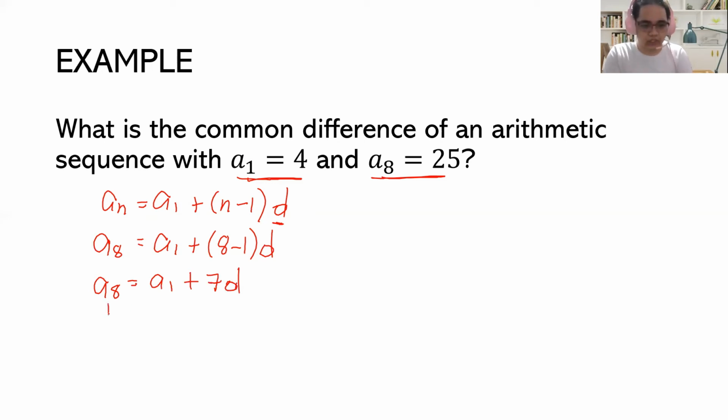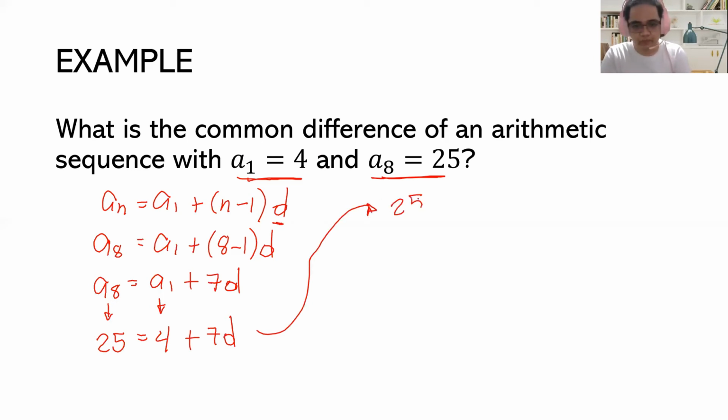Ayan. So since given naman ito, pwede natin i-substitute. We have 25 equals 4, yun yung a sub 1, plus 7d. So paano po ginagawa yan kapag ka-equation? So 'di ba, we have 25 minus 4. So bawasan natin ng 4 on both sides para matanggal yung 4 na ito. Yan. So we have 21 equals 7d.